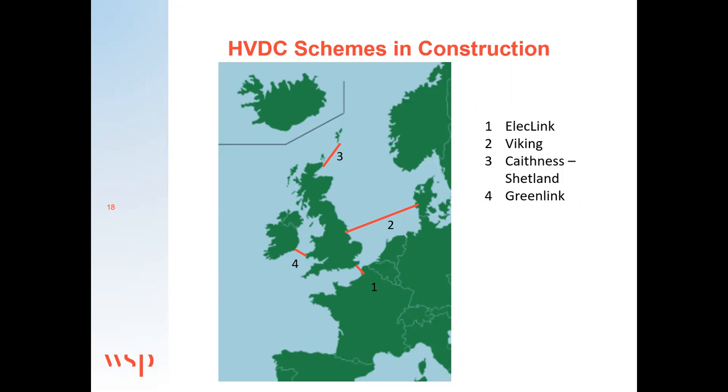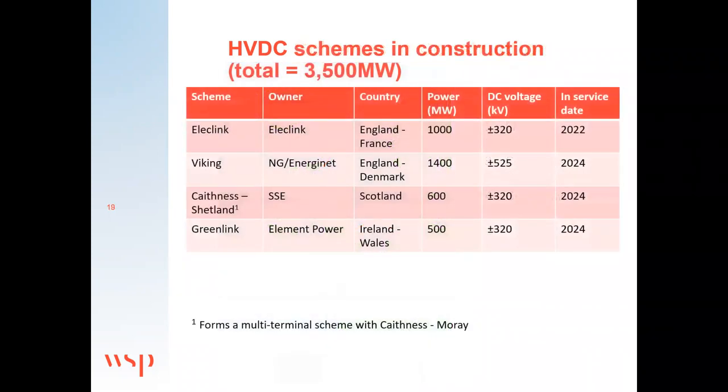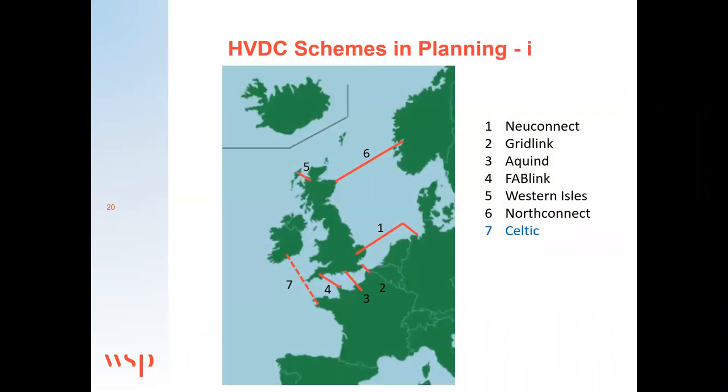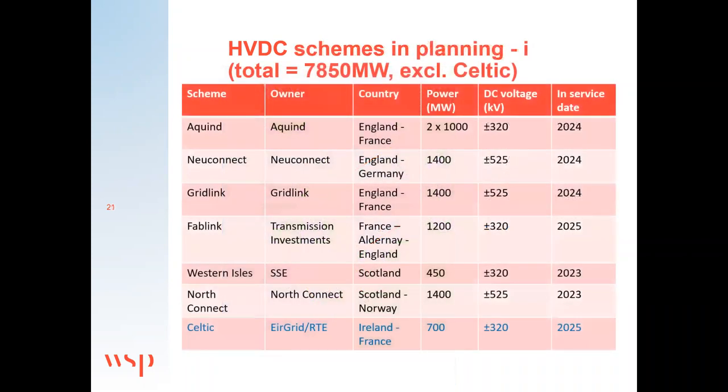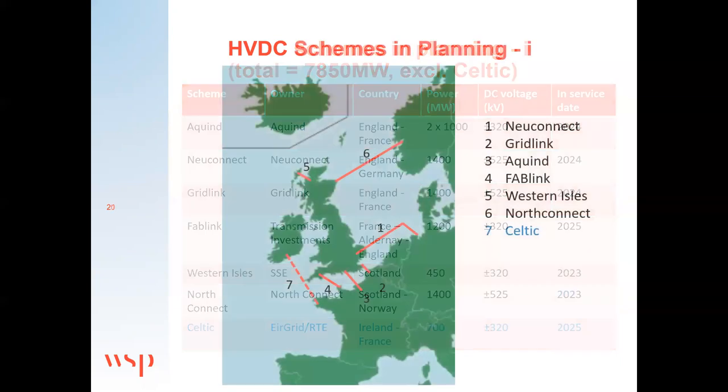And the Green Link interconnector from South Wales to Ireland has now begun construction. So more links on the way. And again, some details on these links that I'll leave you to read at your leisure. But 3.5 gigawatts of schemes in construction to add to the over 10 gigawatts already in operation. Sorry about that, finger trouble.